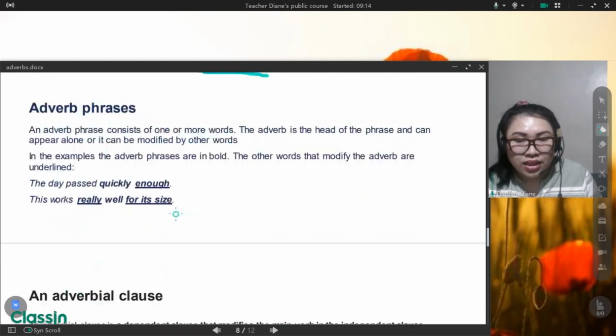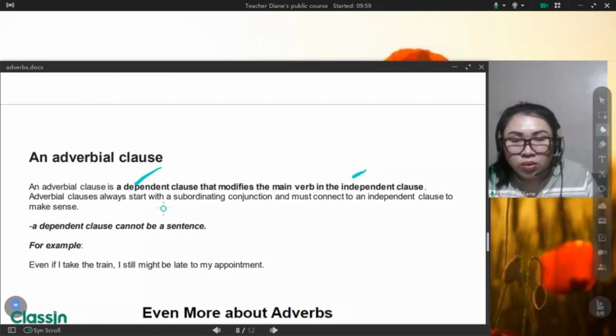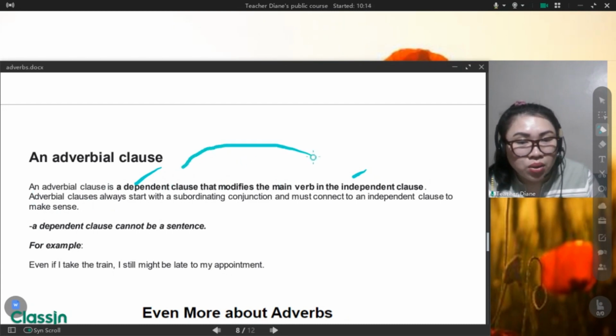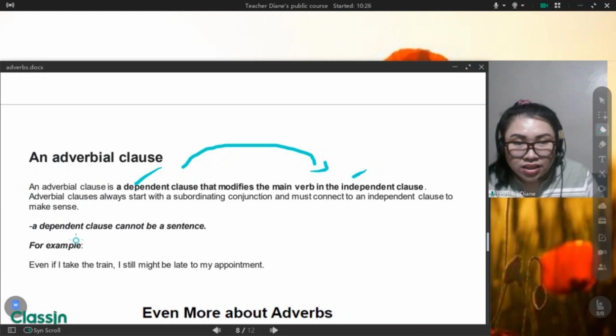So now let's proceed to what an adverbial clause is. An adverbial clause is a dependent clause that modifies the main verb in the independent clause. An adverbial clause always starts with a subordinating conjunction and must connect to an independent clause to make sense. Our dependent clause cannot stand alone if it is not connected to our independent clause, because in the independent clause we can find our main verb. A dependent clause cannot be a sentence. Take note of that.